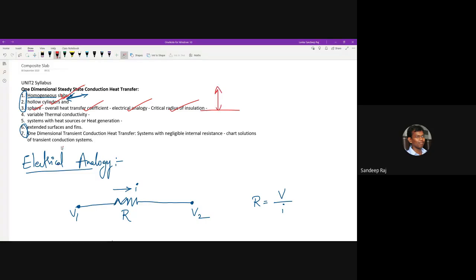These concepts are still left out in unit 2, so we have to move a little faster. Since this is an online class, I'm going a little slower. Actually, I thought of going very fast, but I don't think that will help you. That's why I'm going slower. But for the remaining concepts, the variable thermal conductivity, the heat source, and the fins and transient, I will try to reduce the number of solved examples so that we can go a little faster.